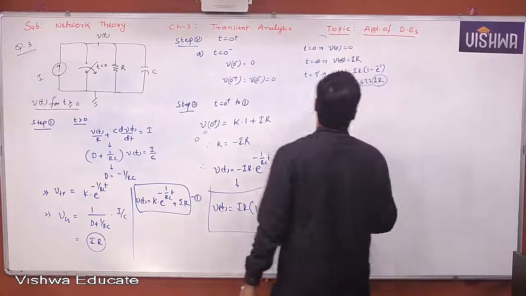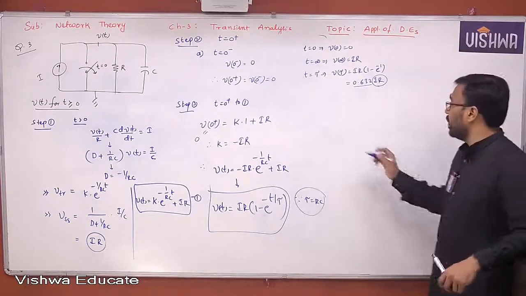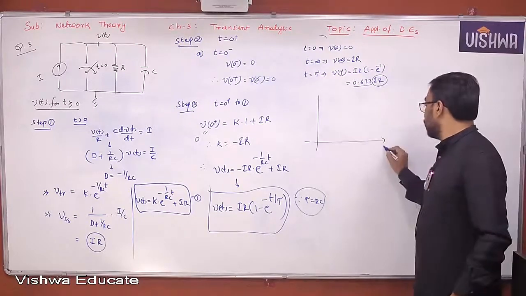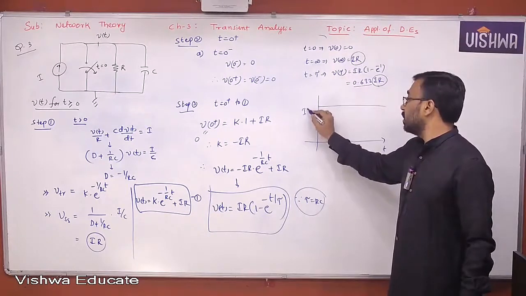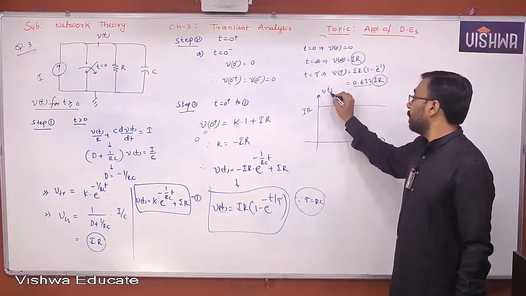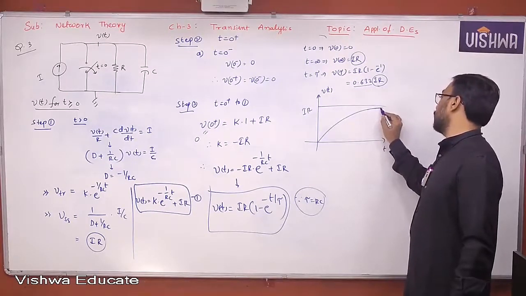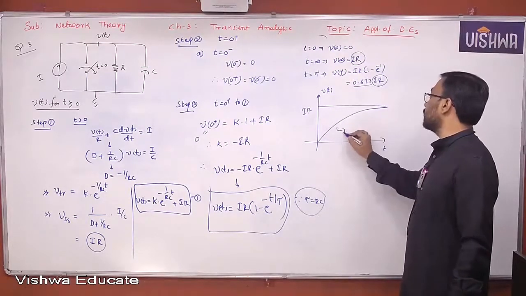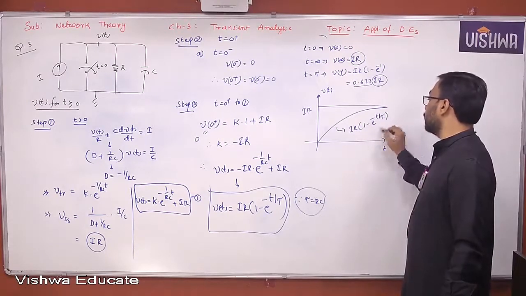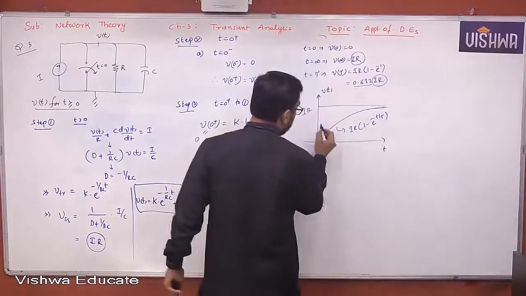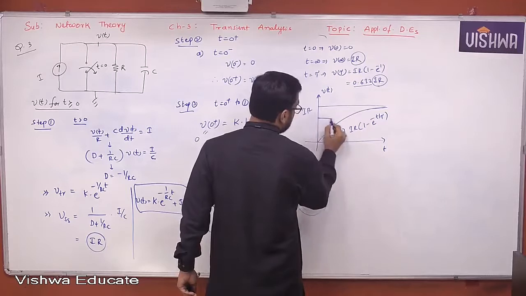Now, the waveform, when you see it: this is time t, this is IR, and this is V of t. It starts from 0 and exponentially increases. This is IR into (1 minus e power minus t by tau). And the response reaches 0.632, somewhere around here, let us say.